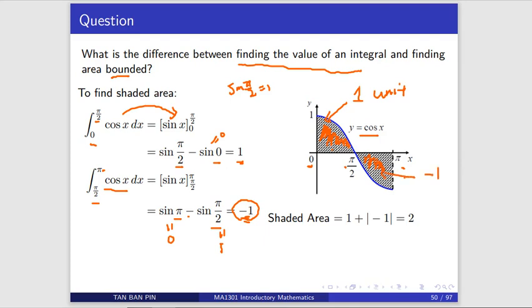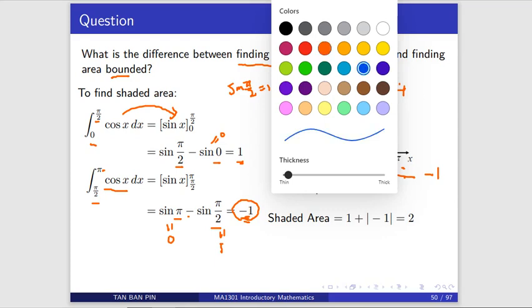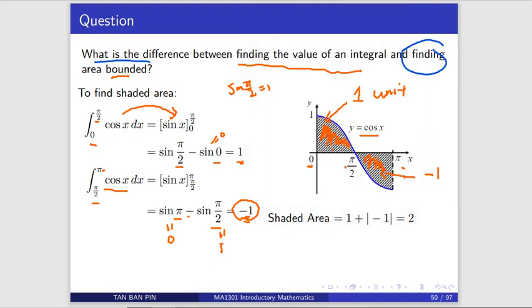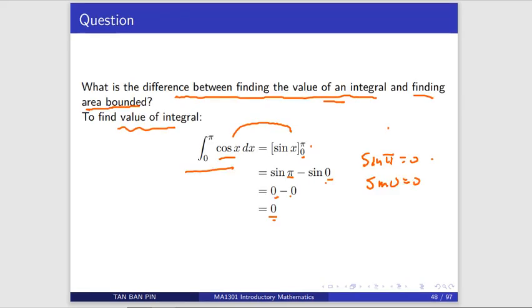And if I have to find the area bounded by the cosine curve and the x-axis from 0 to pi, you should give 1 plus 1. You take the numerical value, so it's 1 plus 1, which is 2. So to find the area bounded, you should give 2 as the answer. But to find the value of the integral, you give 0 as the answer. So that's the difference between finding the value of the integral and finding the area bounded by the curve and the x-axis.